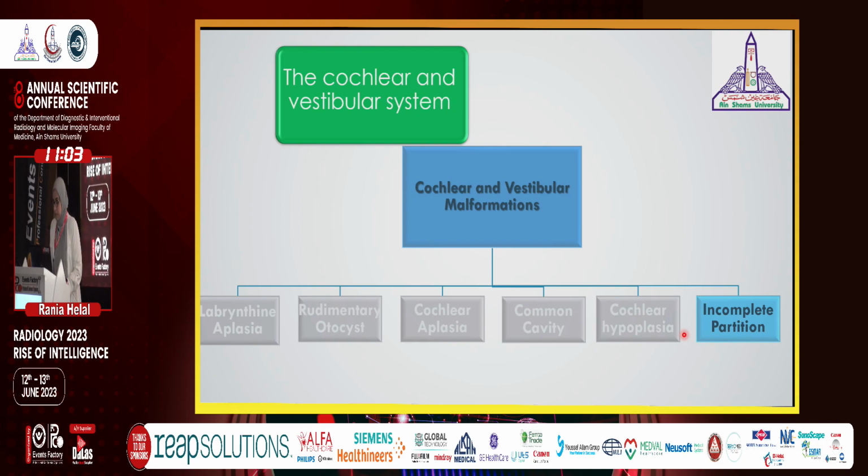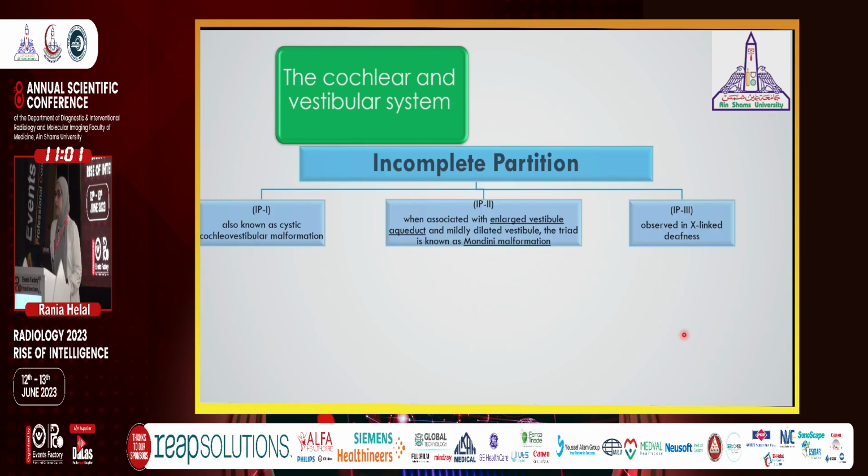Incomplete partition. It's also classified into 3 parts, type 1, type 2, type 3. What is the difference between incomplete partition and hypoplasia? In hypoplasia, the cochlea is small. Like any structure, hypoplastic, it's small. But in incomplete partition, the external features of the cochlea are similar to the normal cochlea, but it's not normal. The internal structure is not normal.